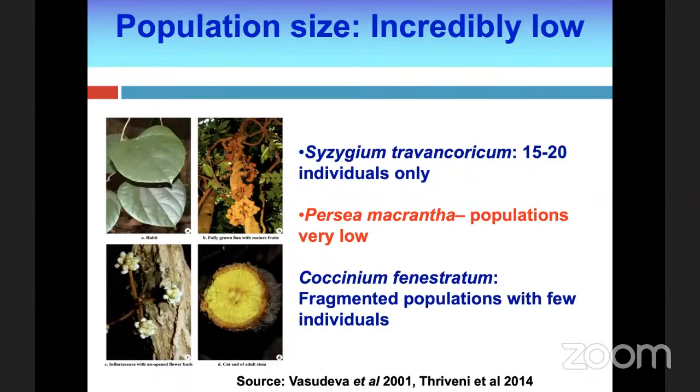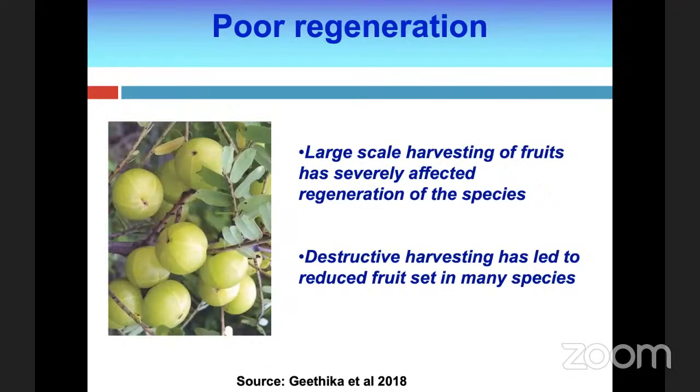And these fragmented populations, with few individuals, will not be able to breed among themselves, and there would be inbreeding. I'll come back to what would happen because of inbreeding.